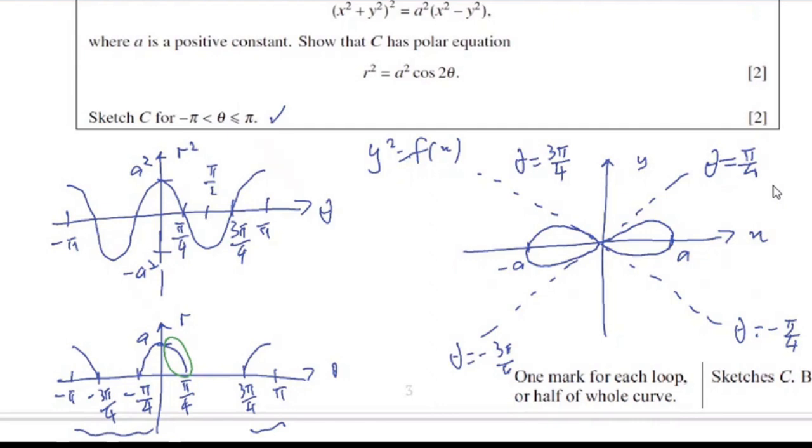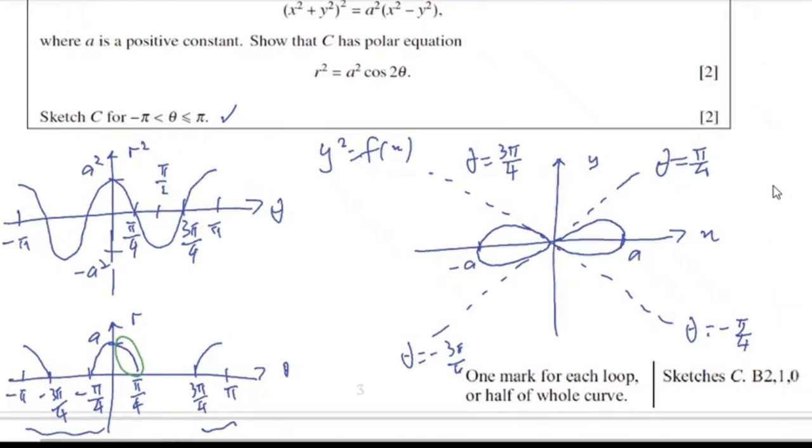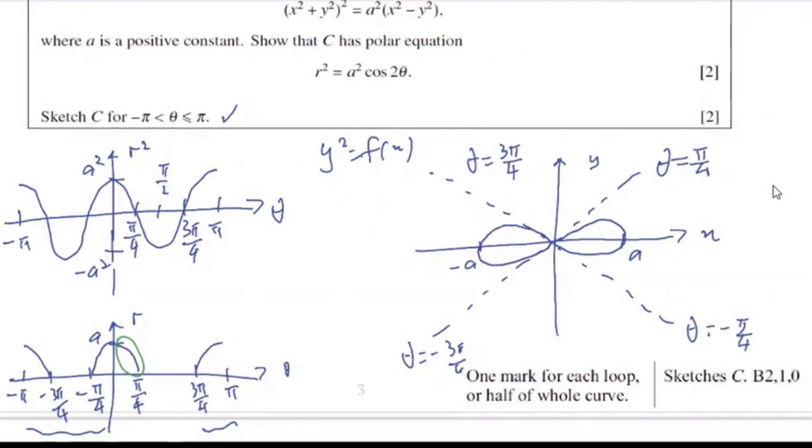All right, so that would be the graph, and then let's look at the requirement from the mark scheme. In the mark scheme, at the bottom right here, you can see the part that I got from the mark scheme. So 1 mark for each loop or half of the whole curve. Basically, once we complete one loop correctly, within the range of negative pi over 4 to pi over 4, it will already give us 1 mark. So that one loop gives us 1 mark there. So this will be a total of 2 marks.